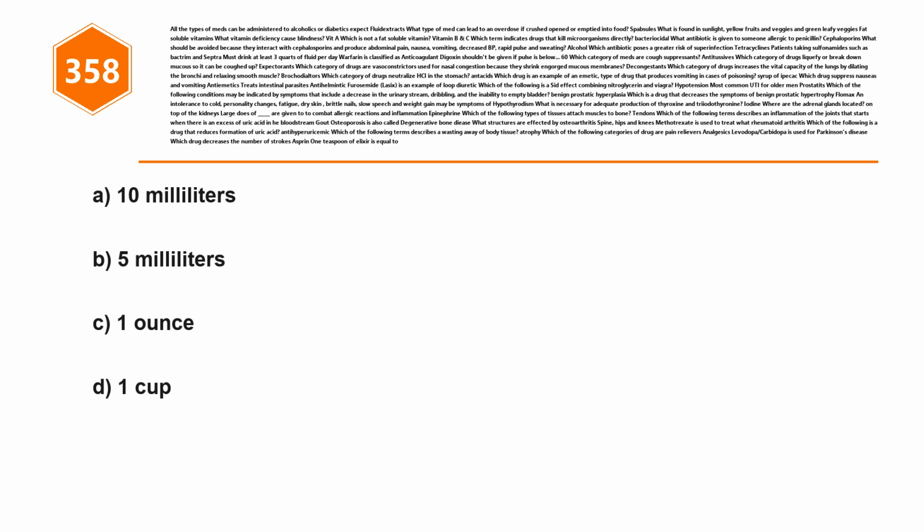What structures are affected by osteoarthritis? Spine, hips and knees. Methotrexate is used to treat what? Rheumatoid arthritis. Which of the following is a drug that reduces formation of uric acid? Antihyperuricemic. Which of the following terms describes a wasting away of body tissue? Atrophy. Which of the following categories of drug are pain relievers? Analgesics. Levodopa/carbidopa is used for Parkinson's disease. Which drug decreases the number of strokes? Aspirin. 1 teaspoon of elixir is equal to: Option A, 10 milliliters.